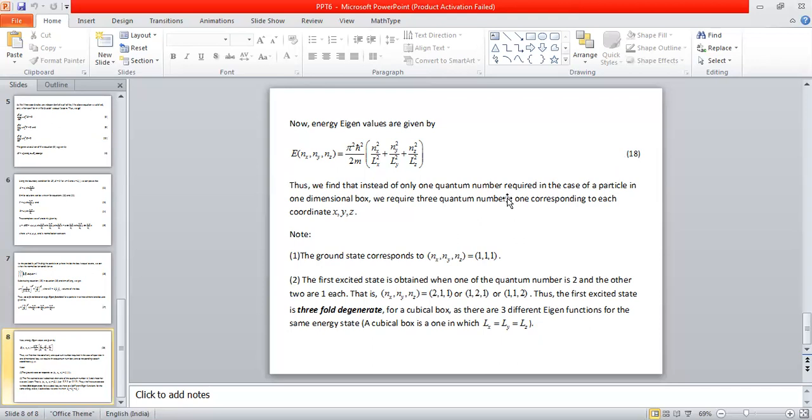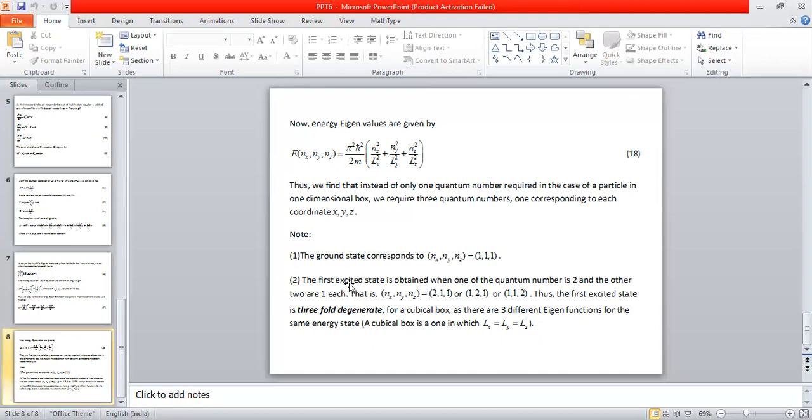Now, let us try to understand this concept of degeneracy. I have already told you that nx, ny, and nz can take possible values starting from 1, 2, 3, etc. Now, if I substitute nx is equal to 1, ny is equal to 1, and nz is equal to 1, this is the least possible value. If I substitute these in this expression, I get the energy of the particle in the least energy state, and that least energy state is the ground state. So the conclusion is that the ground state corresponds to nx, ny, nz all being equal to 1, 1, 1.